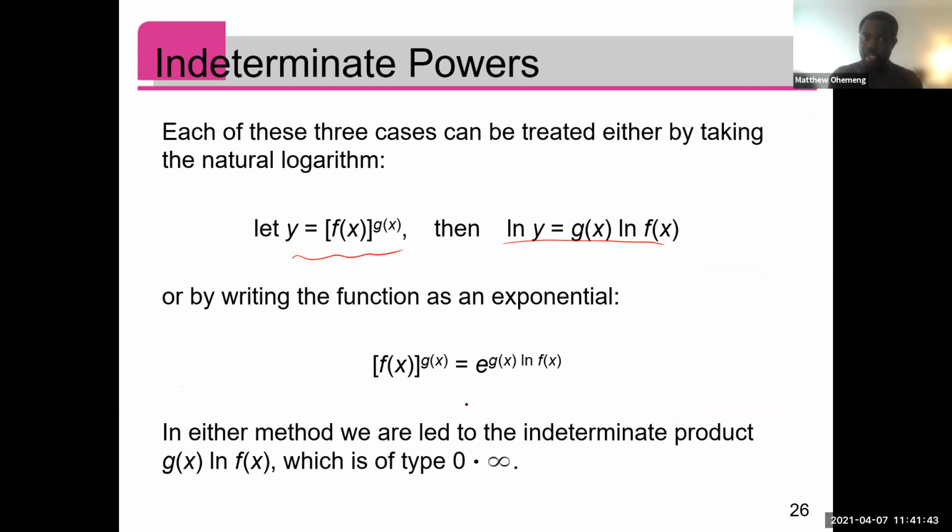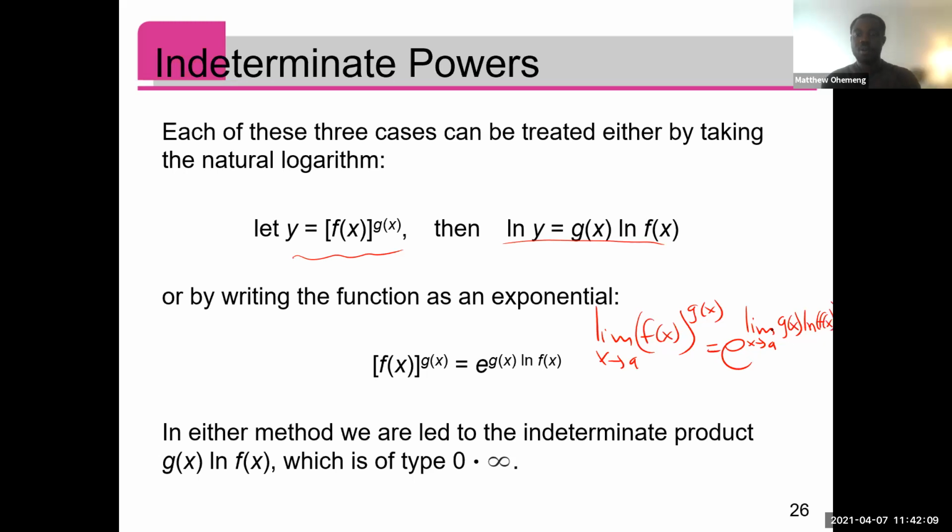Now, one important thing you have to notice, the motivation why we do that is, when you get, say, the limit as x approaches a of f of x to the g of x, then we can write that as e to the limit as x approaches a of g of x times ln of f of x.